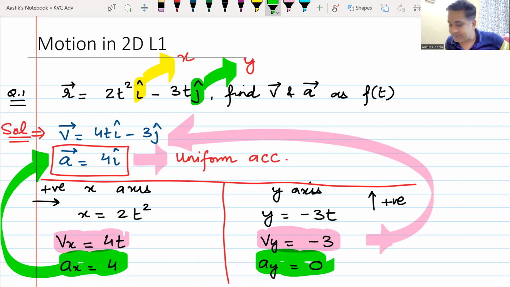Do we understand this? So basically, there are two ways of doing any question in 2D motion. Either you can write it in the vector form, I and j (k will probably not be there), and then differentiate it: from position you get velocity, from velocity you get acceleration. Or you can break it up into x and y components and then do it. Do we understand this?